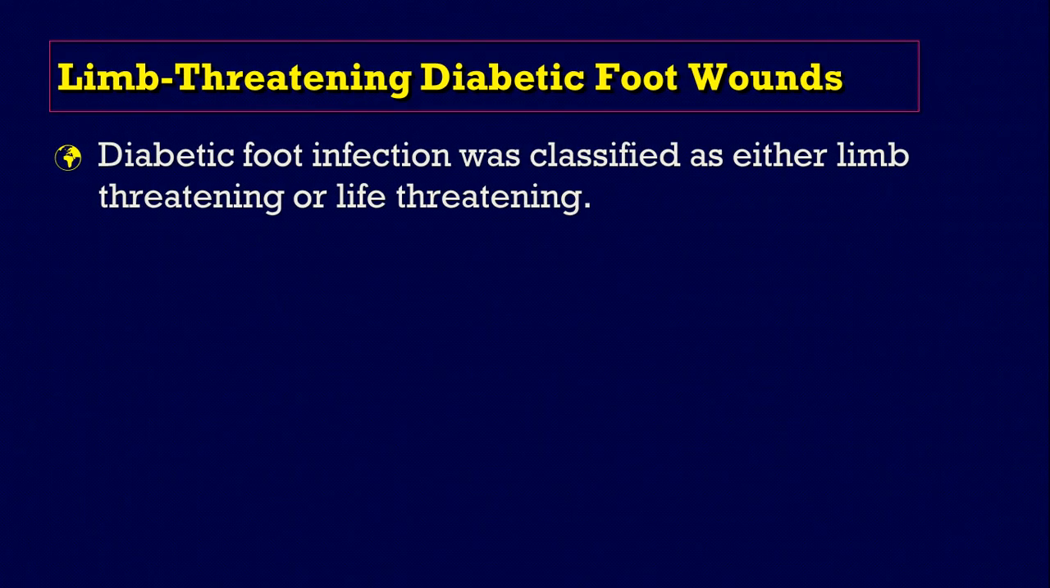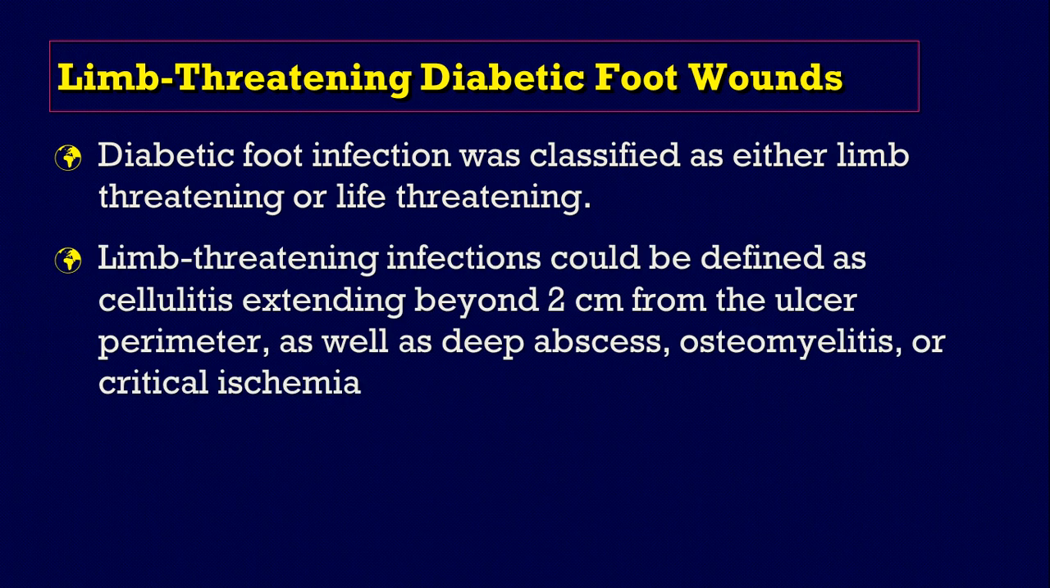Diabetic foot infection was classified as either limb-threatening or life-threatening. Limb-threatening infections could be defined as cellulitis extending beyond 2 cm from the ulcer perimeter, as well as deep abscess, osteomyelitis, or critical ischemia.